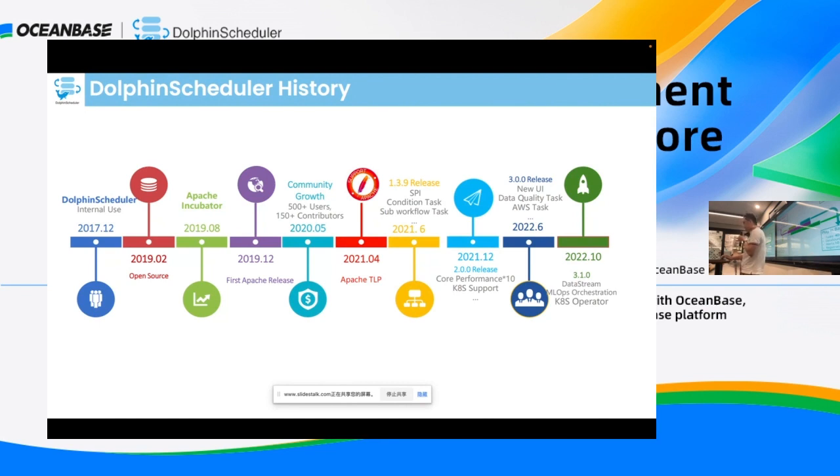And the second word I want to focus on is distributed. Because DolphinScheduler is distributed, it can have high availability and high performance, and it offers fault tolerance, and in practice it can handle over 1 million tasks in a production environment.